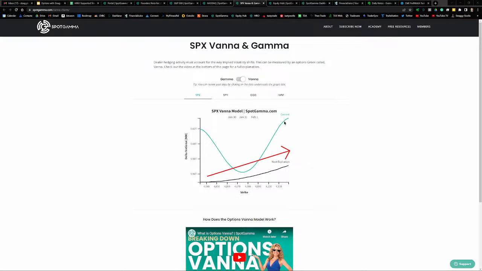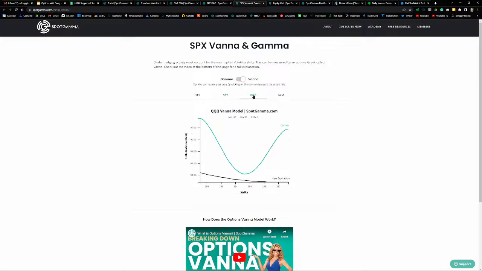And the green line is showing the current expiration, and that is also showing how market makers' delta notional changes with changes in implied volatility, and that's the Vanna effect. Vanna is the change in delta with a change in implied volatility. And the black line is showing how market makers' delta notional would change as time passes, and that's the charm effect. And charm is the change in delta as time passes. So slightly positive for SPX, still negative for SPY, and neutral for QQQ. Okay, that's the landscape for today.